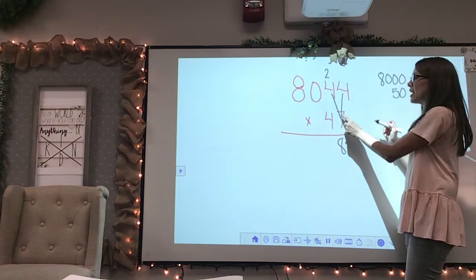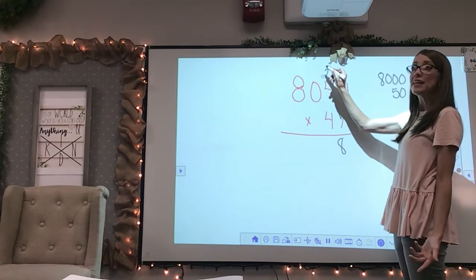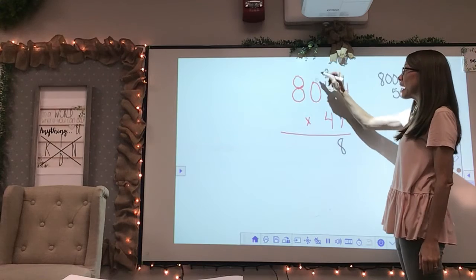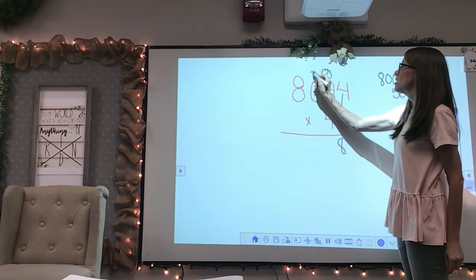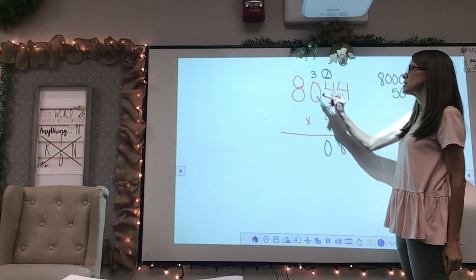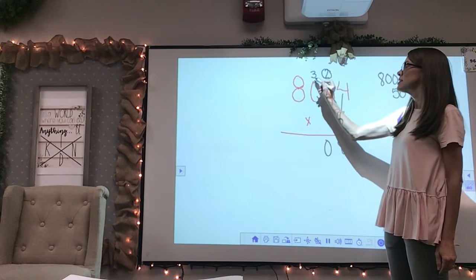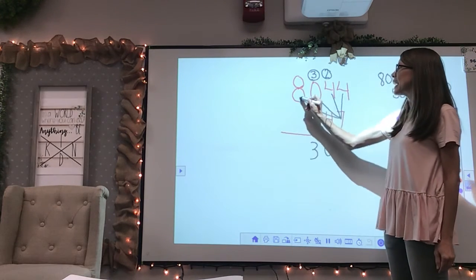Okay, so right now I say 7 times 4 is 28 plus 2 is 30. So I'm either gonna cross it out or I'm gonna circle it. So 30, 3 goes here and the 0 goes in the ones place. 7 times 0 is 0 plus 3, 3. 7 times 8.